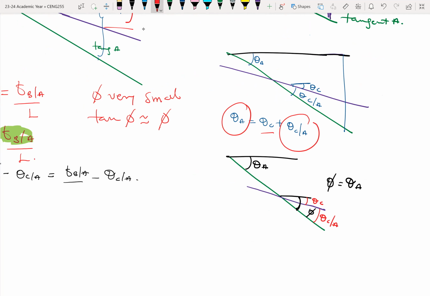Okay, so here it becomes a geometry kind of problem, right? Sometimes the challenge with the moment area method is your understanding of geometry. And one of the better ways to understand geometry is to solve more questions.